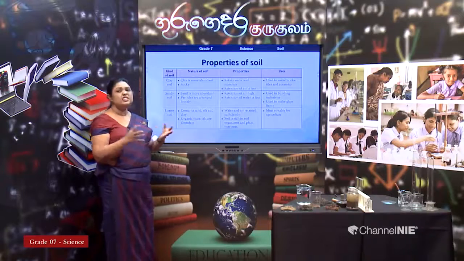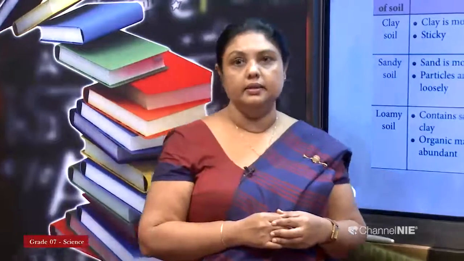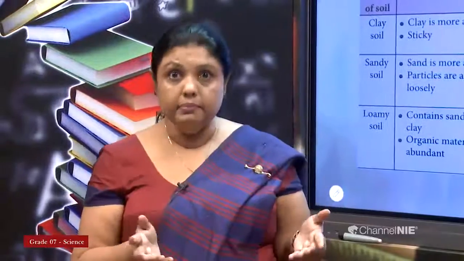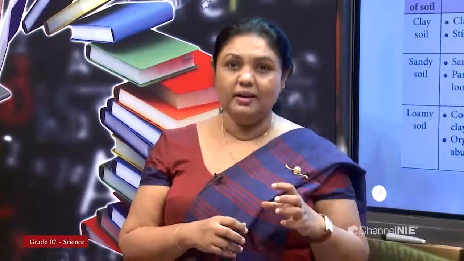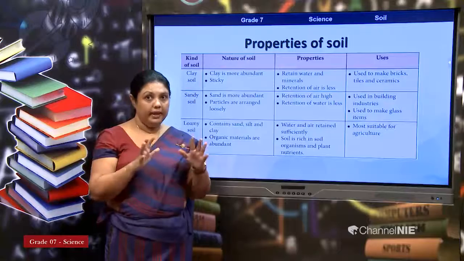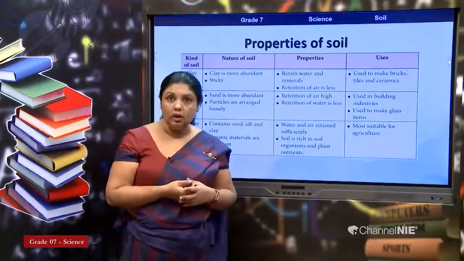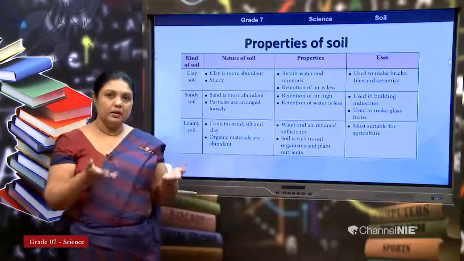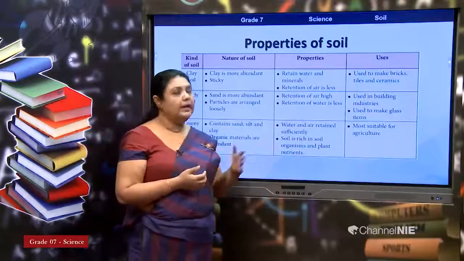Loamy soil contains all these. Sand, silt and clay are all there, and organic material. You know very well by now what organic material is? Dead material. Dead animals, dead plants. Once they die, they are broken down into small particles by microorganisms in the soil. Those microorganisms make the organic material. They have enough water and air. So, the soil is rich with this organic matter. If you put a plant there, the plant will get all the nutrients it needs. So, it is very useful in agriculture.